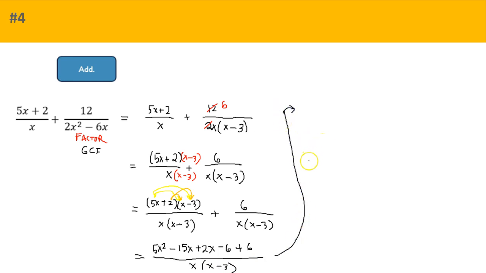Okay, so now we're going to simplify or combine like terms in the numerator. We have 5x squared. Negative 15x plus 2x will give me negative 13x. And then we have negative 6 plus 6 gives you 0, divided by x times x minus 3. Okay, so it looks like we are almost done.